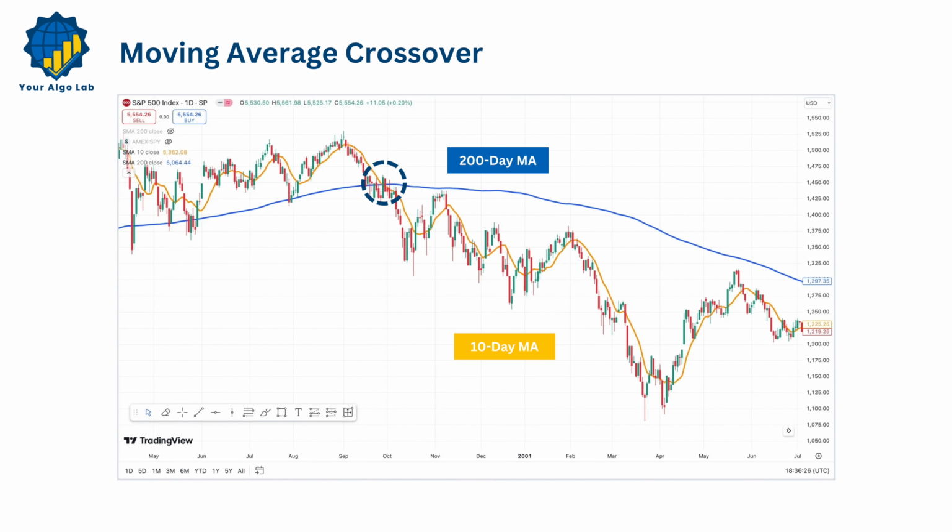When the 10-day moving average crosses below the 200-day moving average, we close the long position. Once again, we see that the moving average crossover strategy effectively avoided numerous false signals.